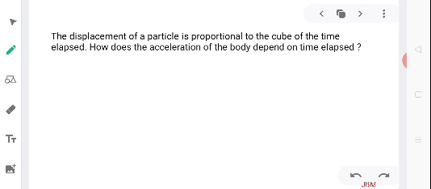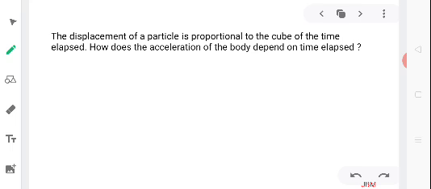Let's proceed to the first question. The displacement of a particle is proportional to the cube of the time elapsed. How does the acceleration of the body depend on time elapsed?